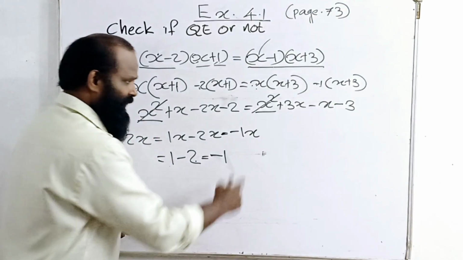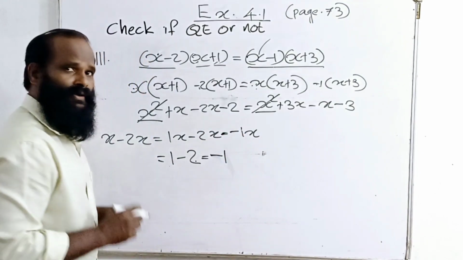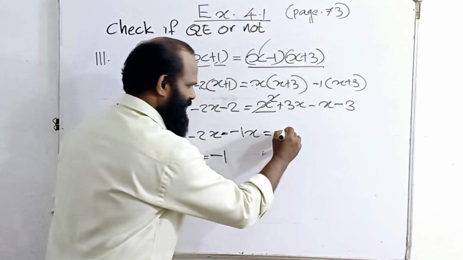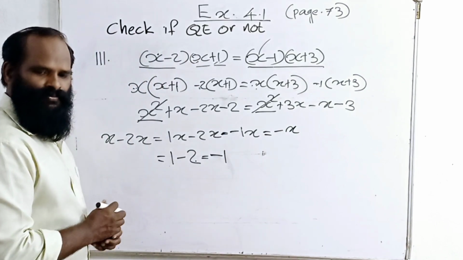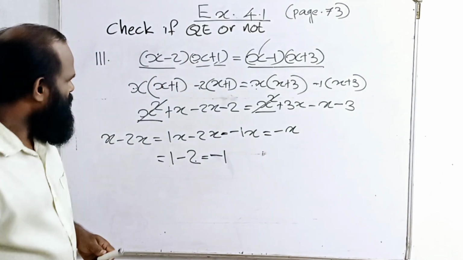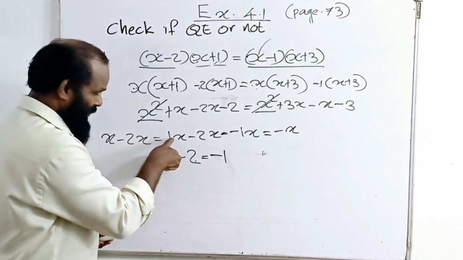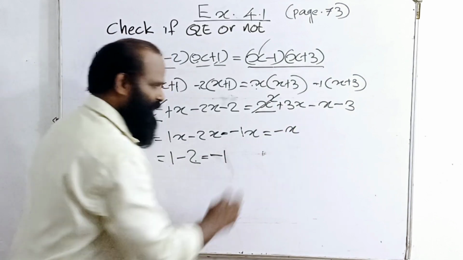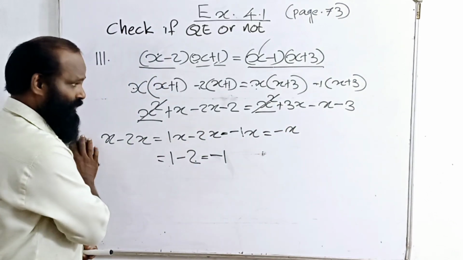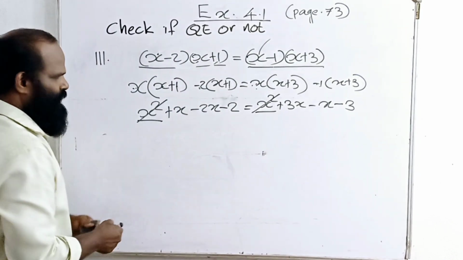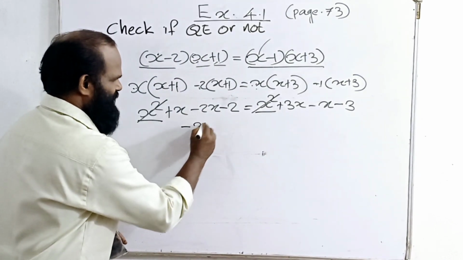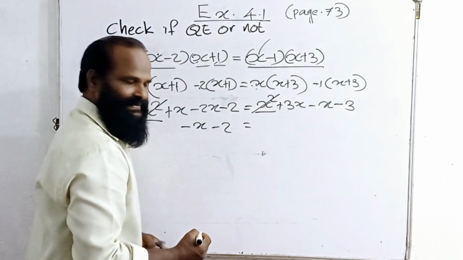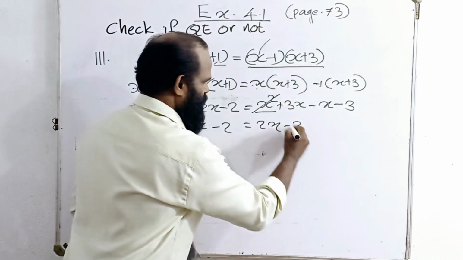If the coefficient of a variable is 1, we don't generally write 1. So we can write negative x. Hope you have understood that term. So x minus 2x is equal to 1x minus 2x, which is minus 1x. Minus 1x means simply negative x. That is what I'm going to write. So x minus 2x is minus x. Minus 2 is equal to 3x minus 1x, that is 2x minus 3.